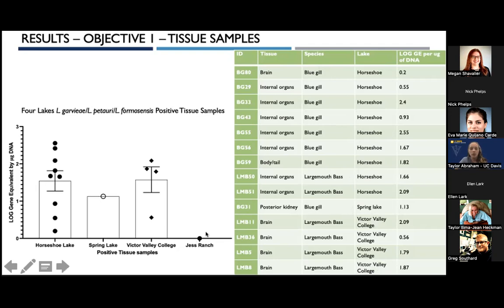As you can see here, Jess Ranch had no samples test positive. Horseshoe Lake had a prevalence of 6.3%, followed by Victor Valley College Lake with 5.1%, but we did see no statistical difference between the prevalence of positive tissue samples between these 2 lakes.